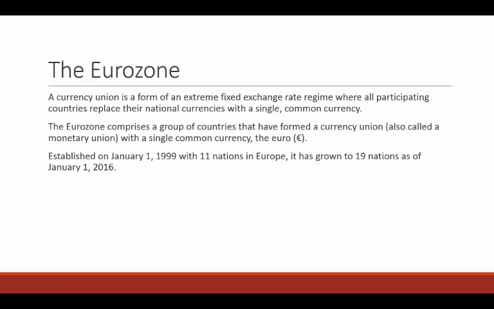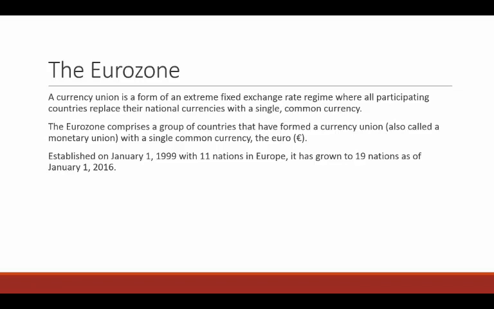A currency union is an extreme fixed exchange rate regime where participating countries replace their national currencies with a single common currency. Some examples of currency unions in existence today include the euro, the CFA franc, and the East Caribbean dollar. We will focus on the euro. The euro is the common currency used by the group of countries referred to as the Eurozone or Eurozone countries. So we will interchangeably use the euro and the Eurozone to refer to the currency union or monetary union to which they belong.